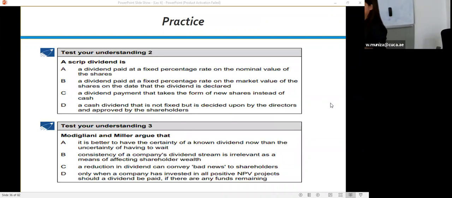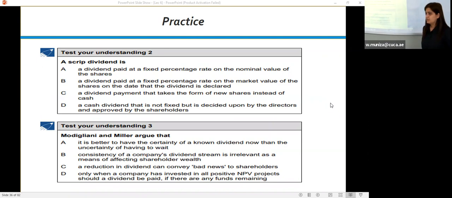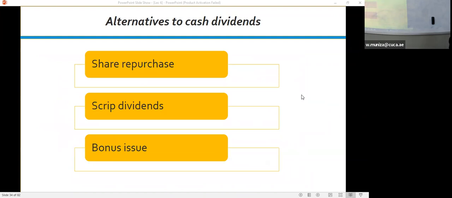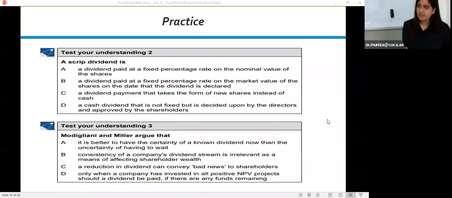What is a scrip dividend? Students, don't be confused between scrip dividend and scrip issue. Bonus issue is also known as scrip issue. But in the case of scrip dividend, instead of giving a cash dividend, shares are going to be offered.